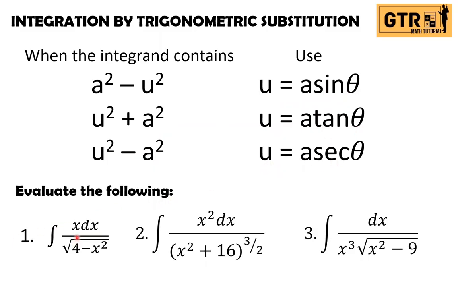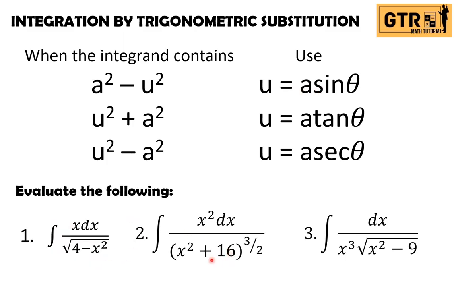For number 1, we have the integral of x dx over square root of 4 minus x squared. So this integrand is in the form a squared minus u squared. A is the constant. So we have constant 4. So a squared is equal to 4, 2 squared. And then u squared is x squared. So therefore, for number 1, we will use this.